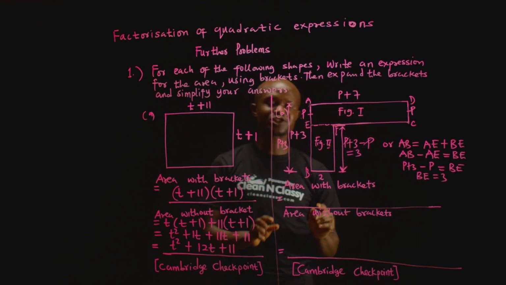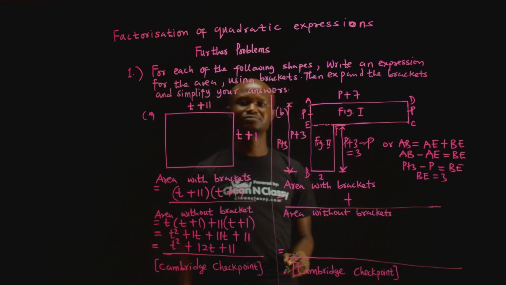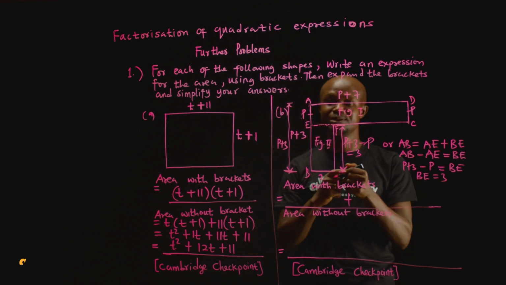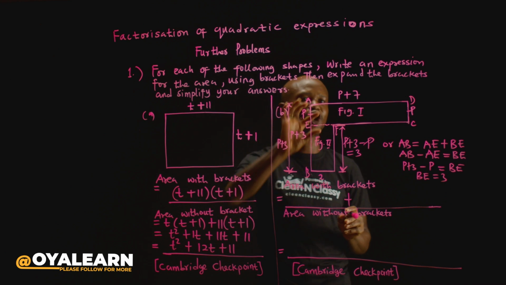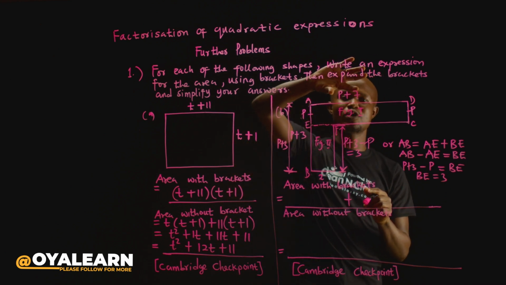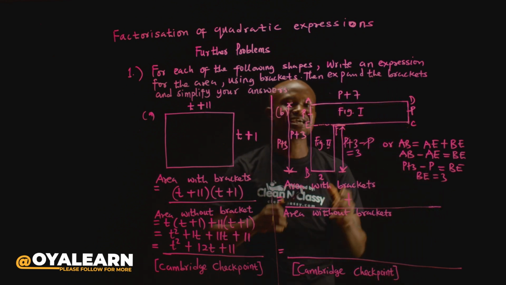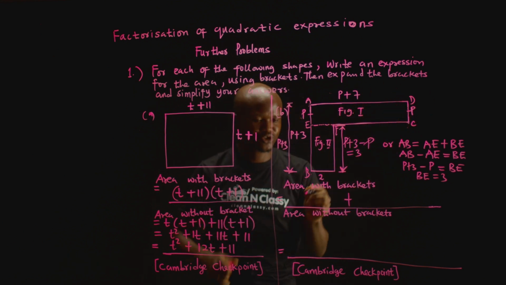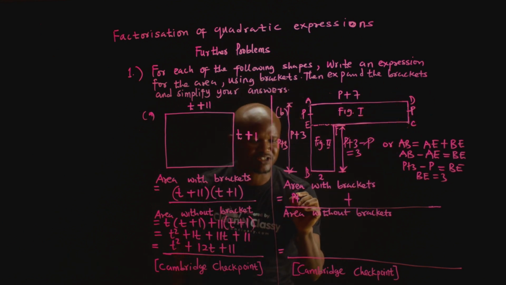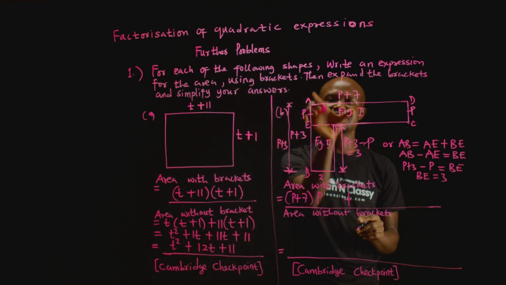Now, for us to find the area, we are going to have plus in the middle, because we have two simple shapes. Looking at the first figure, this is the length. The length is P plus 7. The breadth is P. So the area of figure 1 is length times breadth: the length, P plus 7, multiplied by the breadth, P. That's the first figure.